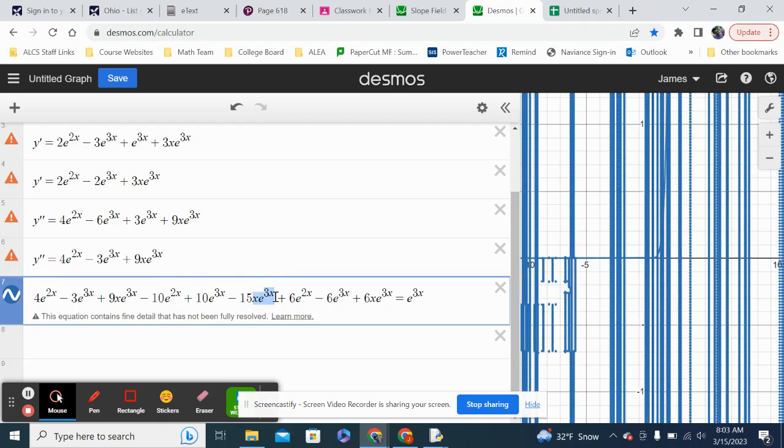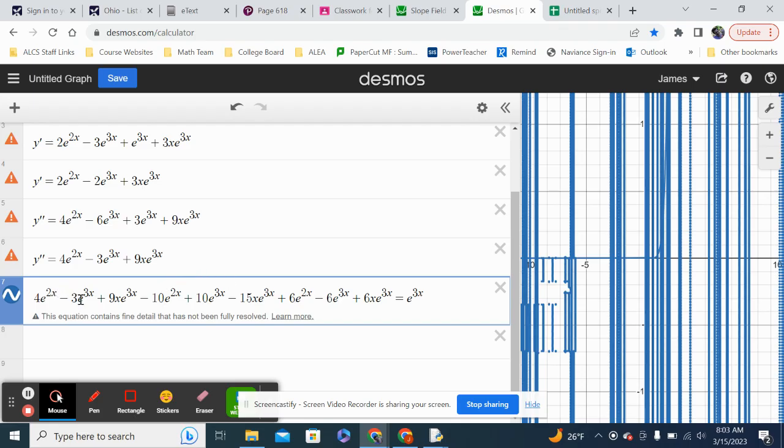For example, the x e to the 3x terms have a negative 15, also have a plus 6x e to the 3x, and a plus 9x e to the 3x. So that does all add out to 0. It goes away. If you look at the e to the 2x terms, I have 4e to the 2x minus 10e to the 2x plus 6e to the 2x. That all adds out to 0.